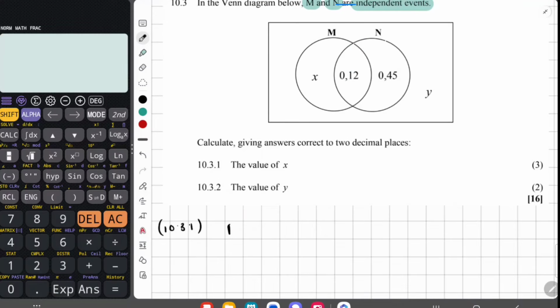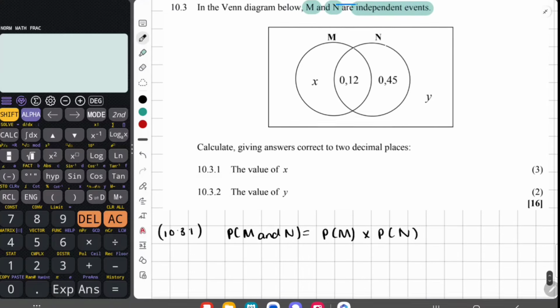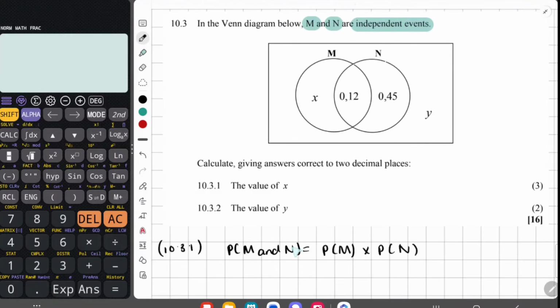Then it means that the probability of M and N would be equal to the probability of M multiplied by the probability of N. That's the rule for independent events. So we're going to use this. The probability of M and N, that is just the intersection of M and N, which is 0.12.